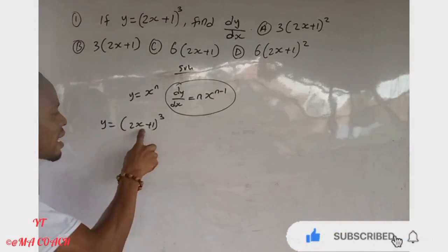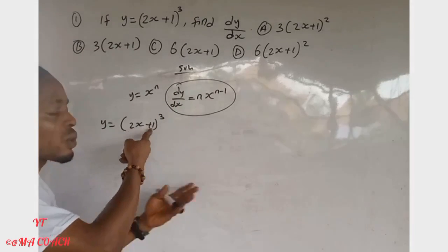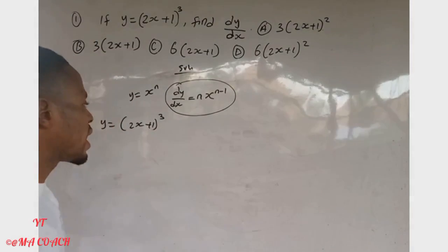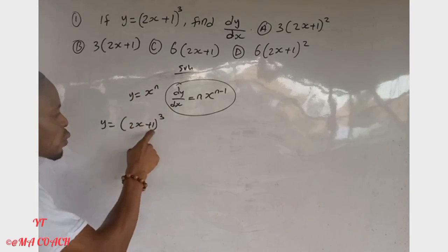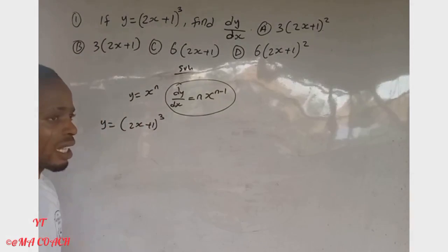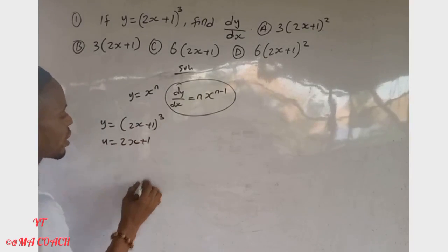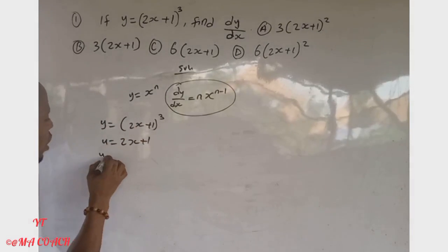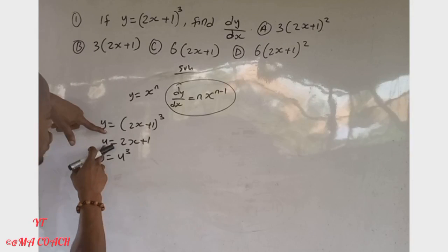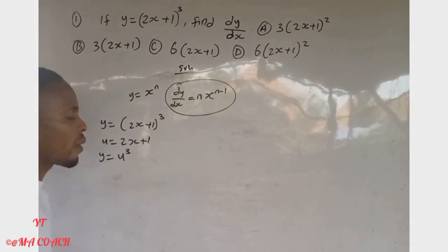No, because this base has two parts. One of which is a variable, s, and the other is ordinary, a constant. So let us say this 2s plus 1 is represented by a certain letter, let's say u. So u is equal to 2s plus 1. Therefore our y now becomes u raised to the power of 3.